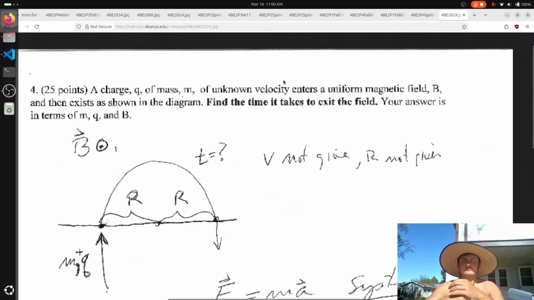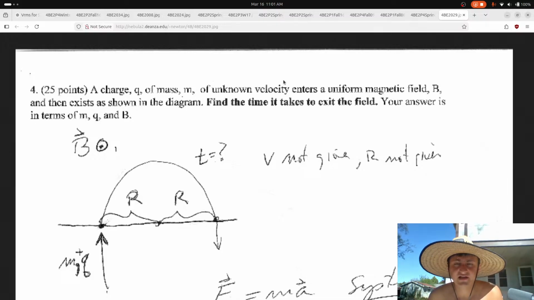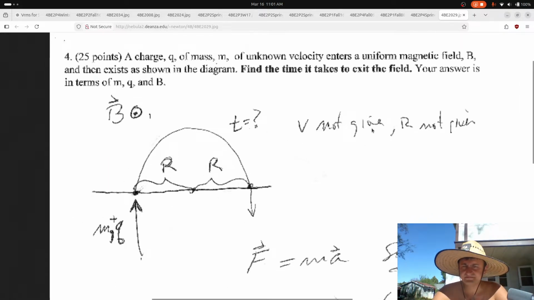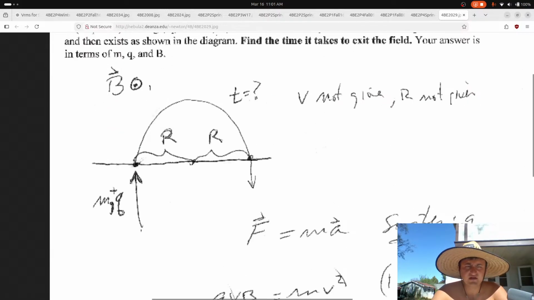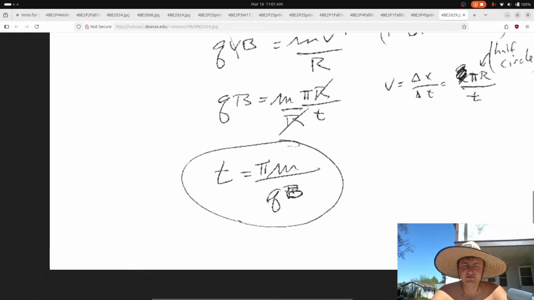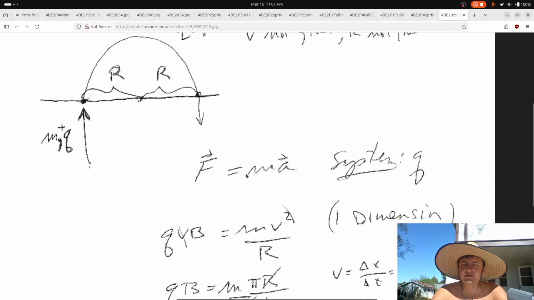A charge Q of mass m and of unknown velocity enters a uniform magnetic field, B, and then exits as shown in the diagram. Find the time it takes to exit the field. Okay, so presumably of unknown velocity, but it initially starts here. This is r. This is going to be T over 2. You find T, and then you do T over 2. Yeah, so it's normally 2 pi m over qB. Now this is just, okay, easy.